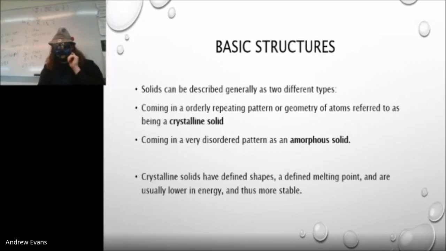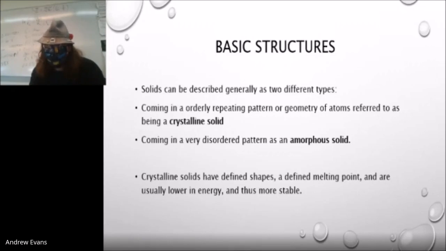The other type is a very disordered pattern, which is amorphous, which means without shape. Some old glass types can be amorphous, where it's not necessarily a repeating pattern. It doesn't hold its shape as well. It can kind of melt. It's often like a solid that can act like a liquid at times. The molecules aren't really bound in one position.